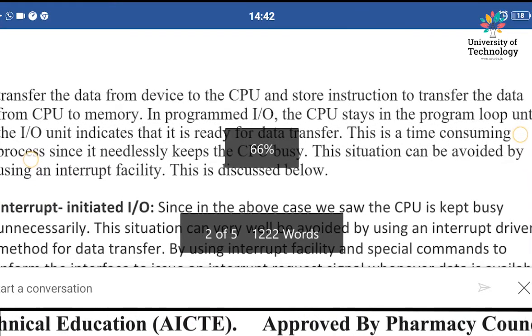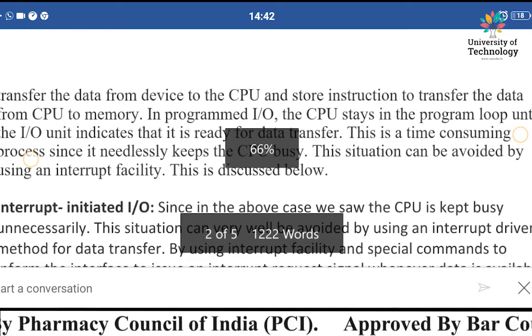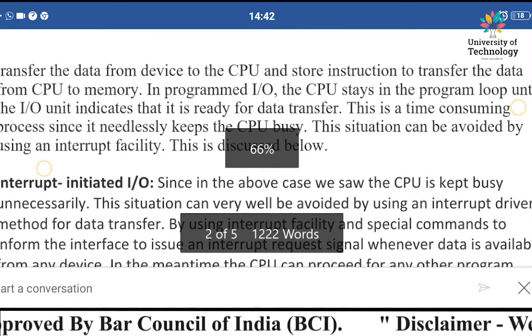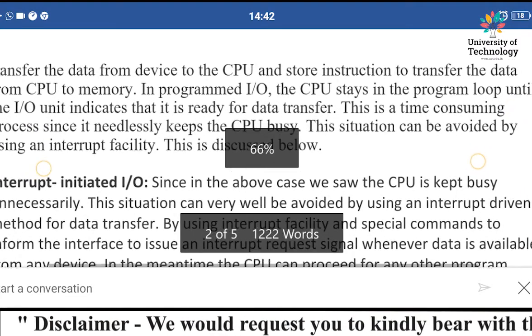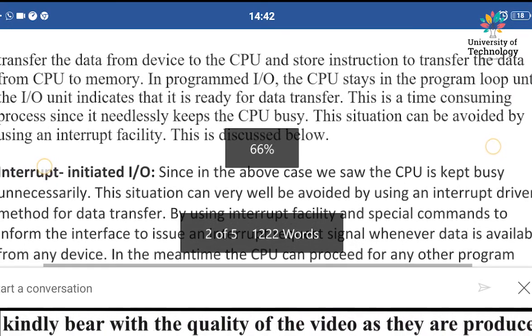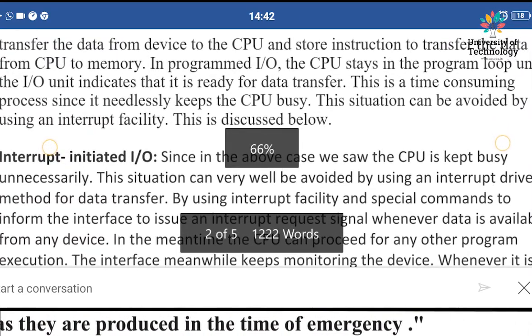So first the data is being transferred from input to CPU, and which instructions are doing this job? Input instruction. And then the next step after that, the instruction is first being fetched from input devices to the CPU, and then it is transferred from CPU to the memory, where exactly this instruction is being stored.